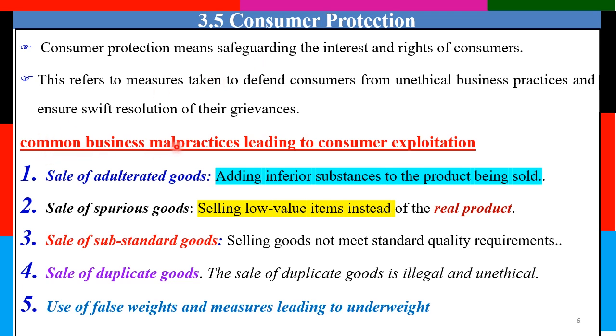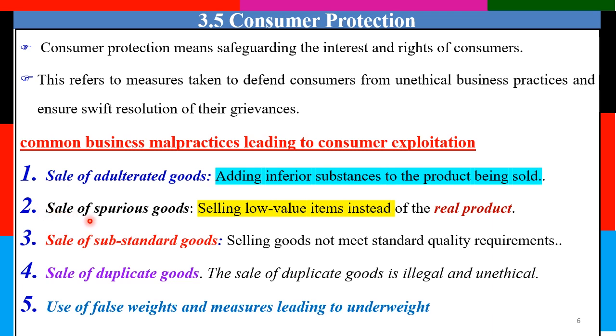Some common business malpractices or misconduct which lead to consumer exploitation are: the first one, sales of adulterated goods, which means adding inferior substances to the product being sold, adding low quality material to the product that is produced and sold to the customers. This is one of the misconducts or malpractices by the business group.